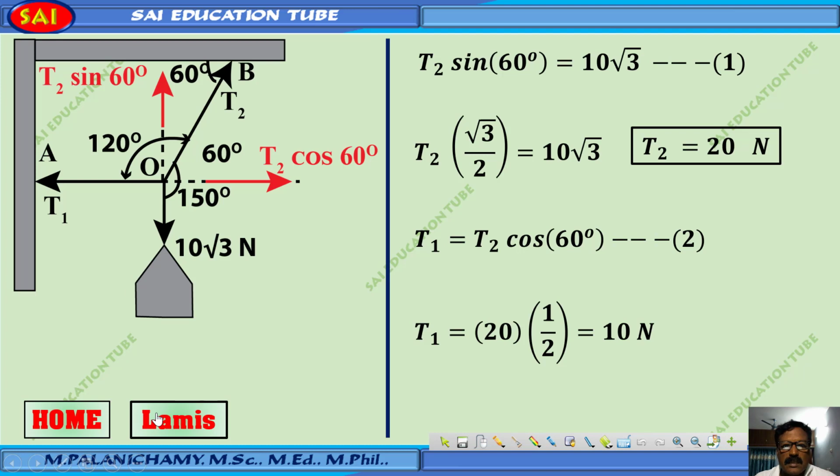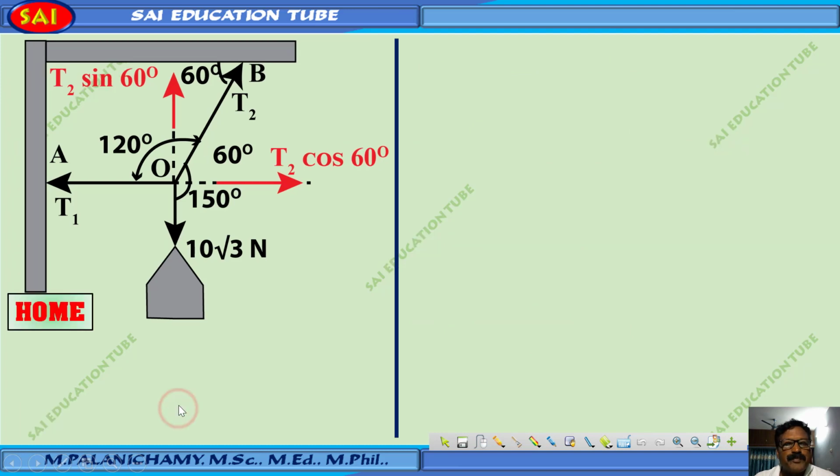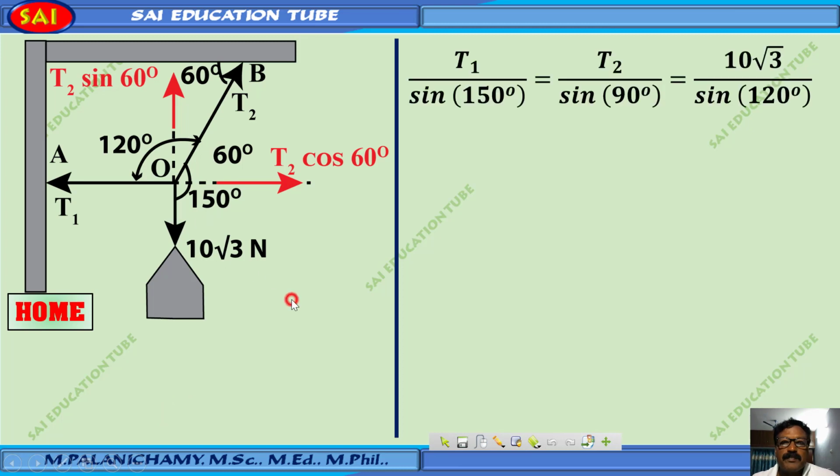Now, let us discuss the other method, Lami's theorem method. From this diagram, let us apply Lami's theorem. T1 by sine of the opposite angle. How is this 150? This is 90, and as this is 60, this angle is 60. Therefore, 90 plus 60 equal to 150.